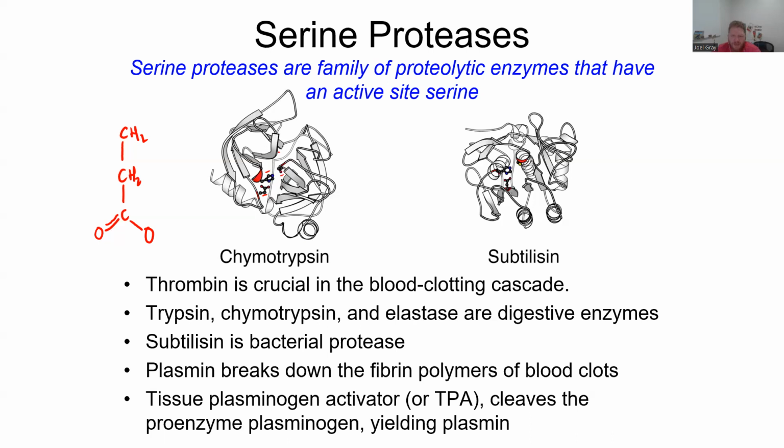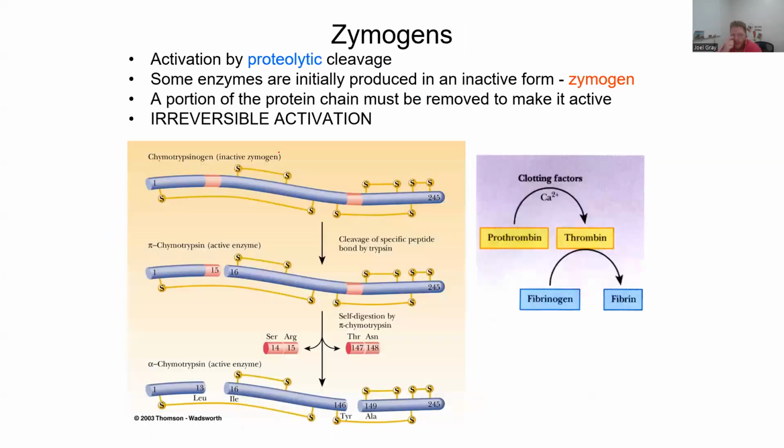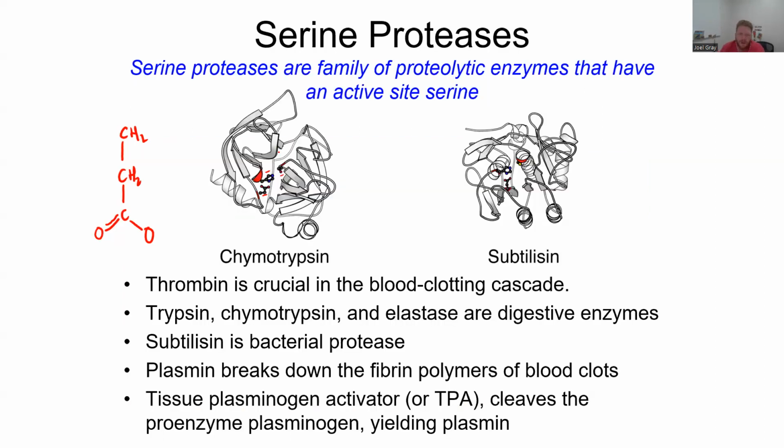Tissue plasminogen activator, or TPA, cleaves the proenzyme plasminogen, which produces plasmin. Now, that suffix there that you maybe saw, ogen, plasminogen and plasmin, that terminology, plasminogen getting cleaved to make plasmin, that isn't a mistake. Remember, proteases are enzymes that cut peptide bonds. So they're proteins that break down proteins.